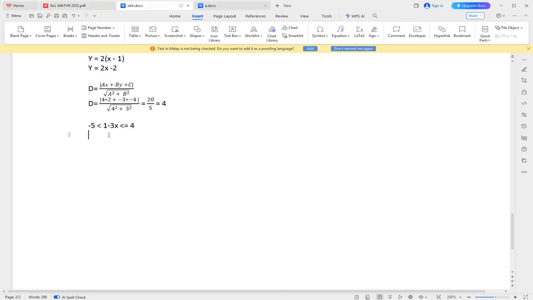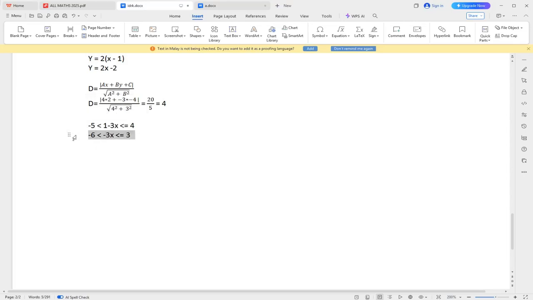So from here we have to try to isolate the x, and you can do that by starting with subtracting 1 from both sides of the inequality. So we have minus 5 minus 1, which is going to be minus 6, and 4 minus 1, you have 3, and we have subtracted 1, so this no longer exists. And we proceed by dividing all through by minus 3.